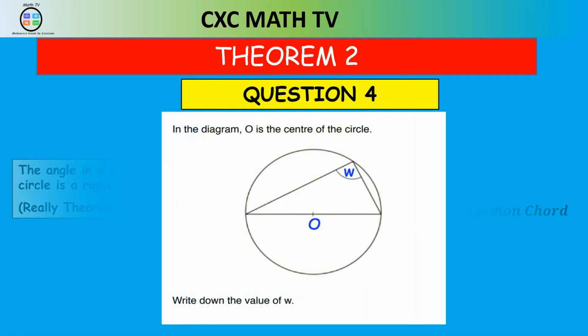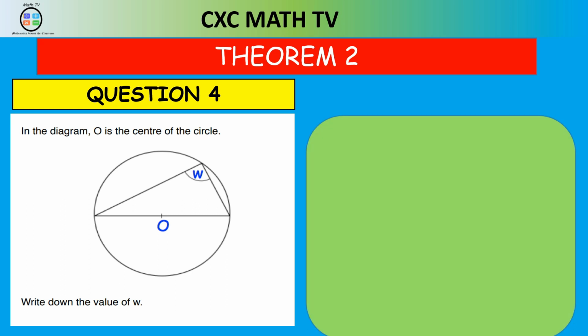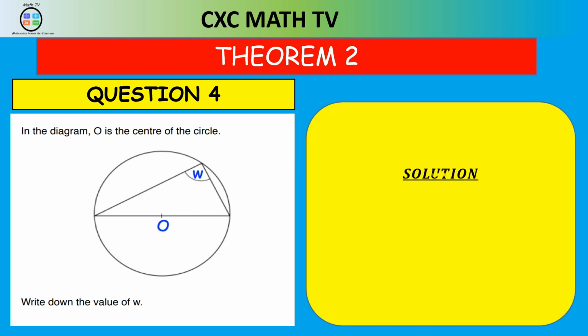So in the diagram, O is the center of the circle. Write down the value of W. What will be W? As you rightfully would have said, more than likely, angle W is 90 degrees because angles in a semicircle is a right angle.